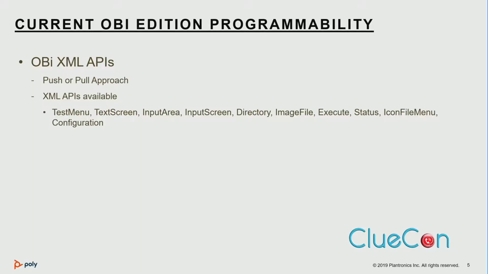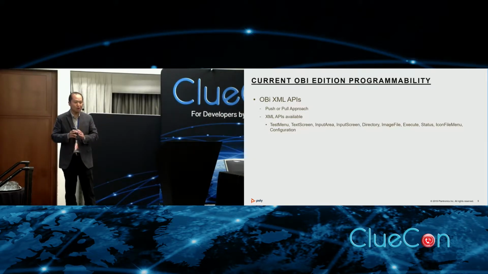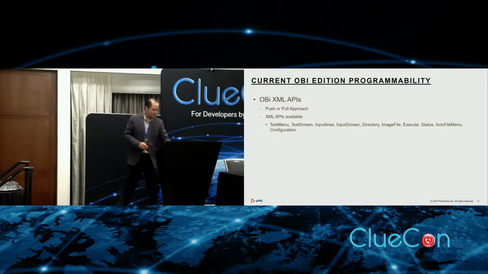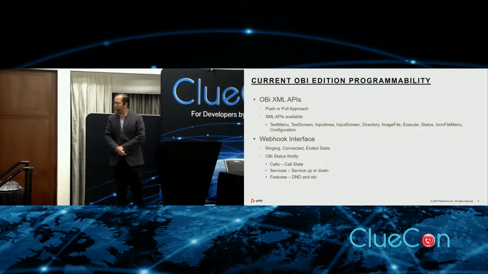And by the way, we are giving out phones so you guys could go back and play with it and start experiencing it. So the first one we have is what we call the OBi XML API. We allow you to build up an OBi framework and have the phone actually pull the data and then display or act on it. We also have another option that we call push. So you could use our API, you could use an HTTP push to tell the phone, hey, I want you to now play the audio, I want you to now do the screen pop. So that is one approach. The second one is what we call webhook.